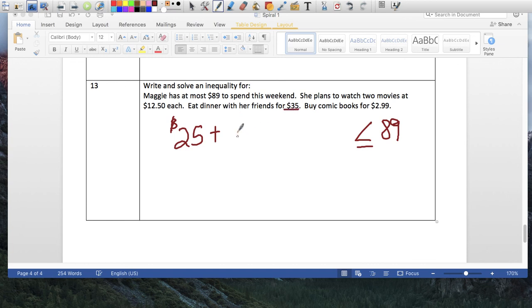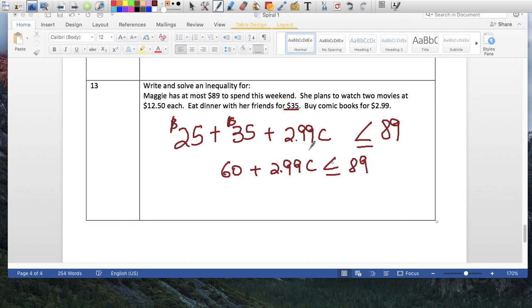Plus, she's going to go out to dinner with her friends for $35. Plus comic books. Do we know how many? We don't know how many comic books. So she's going to buy $2.99 per comic book. So the movies plus dinner plus the comic books have to be less than or equal to 89. So I can combine these two, right? 25 and 35, I know that that's 60. So $60 plus $2.99c, where c is the number of comic books, has to be less than or equal to 89.